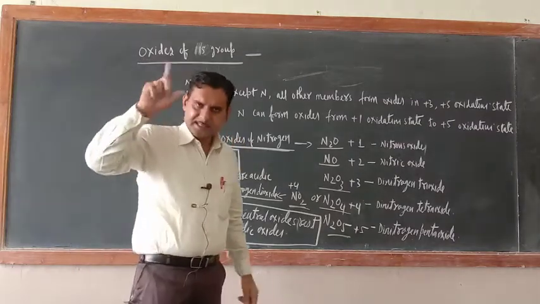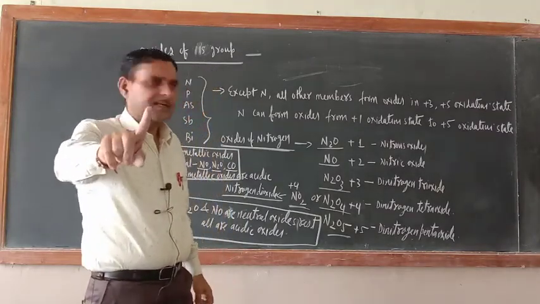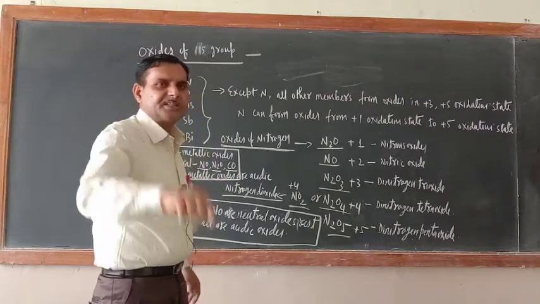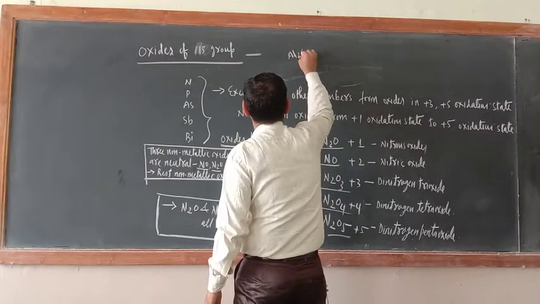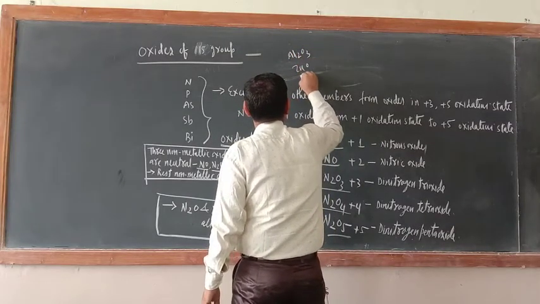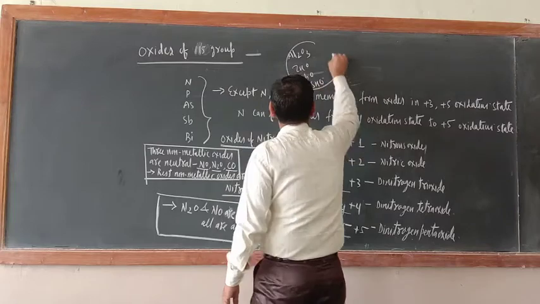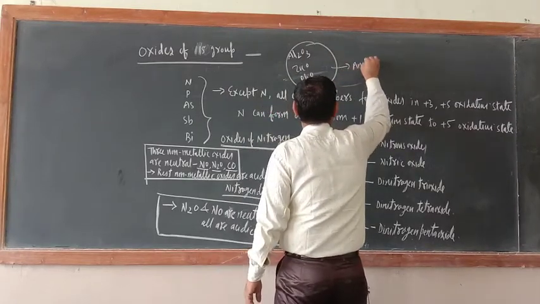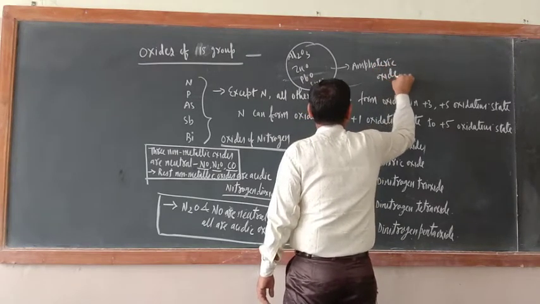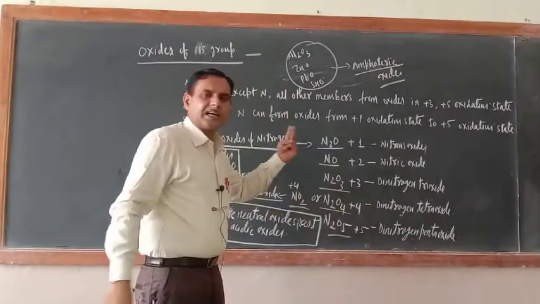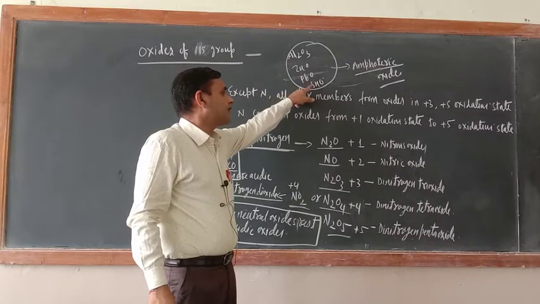Now try to understand. Let us recall the last year knowledge of periodic table. All metallic oxides are basic in nature except oxides of aluminium, Al2O3, zinc oxide, PbO, SnO. They are amphoteric oxides. What is this one? Amphoteric oxides. So what is the question here? All metallic oxides are basic in nature except Al2O3, ZnO, PbO, SnO.